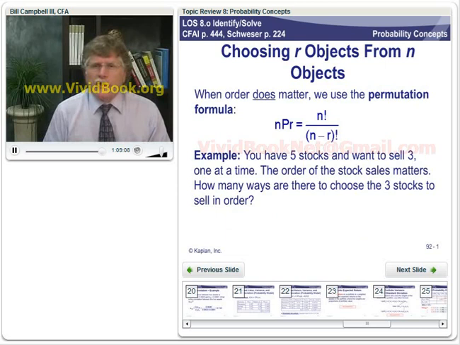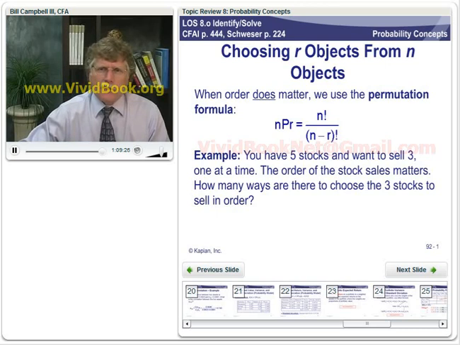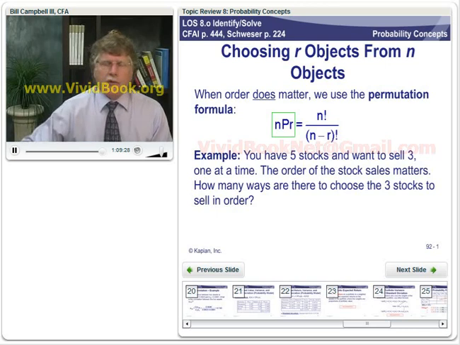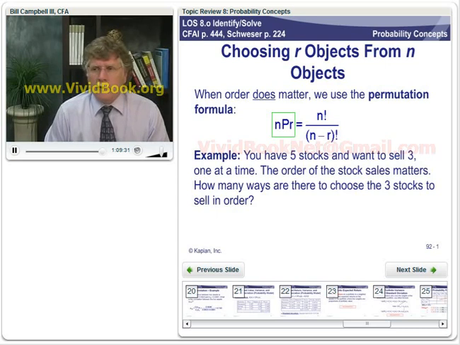What if the order does matter? So you don't just want to pick 3 stocks to sell, but you want to decide which one goes first, which one goes second, which one goes third. In that case, you use the permutation formula. This symbol here is read as the number of ways to permute n objects r at a time. So we have 5 objects. We want to permute 3 at a time. We want to pick 3, but then we want to check to see how many different ways we can do those 3. So the order does matter.